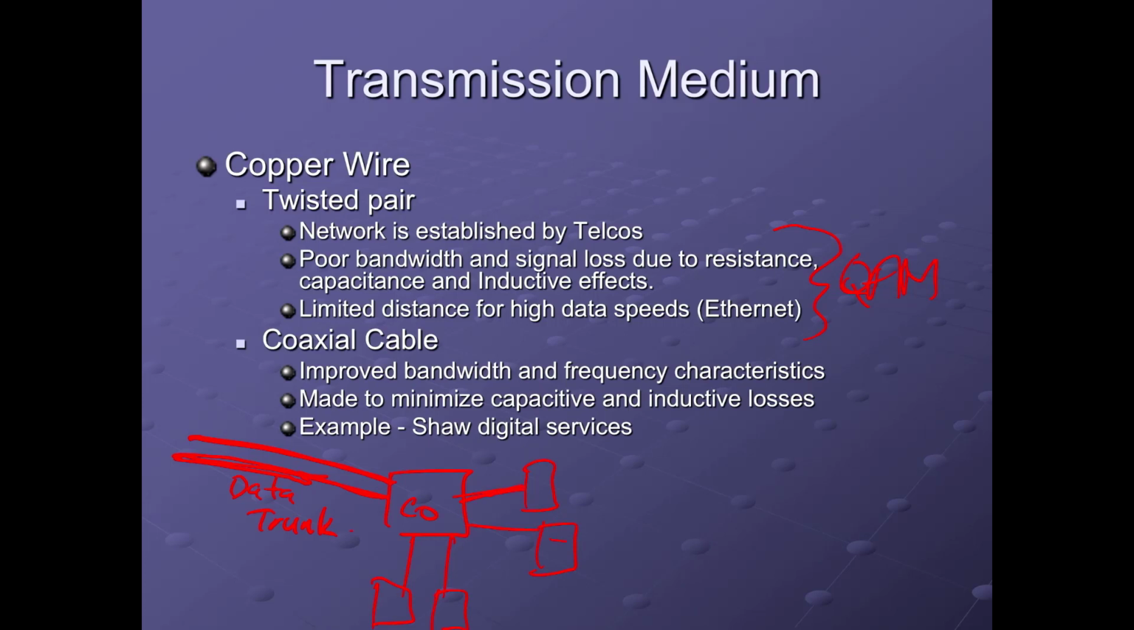So you can see they can maintain a higher level of bandwidth, limited only to whatever that connection is that they have to the CO.